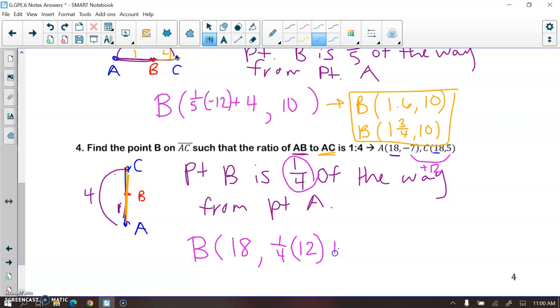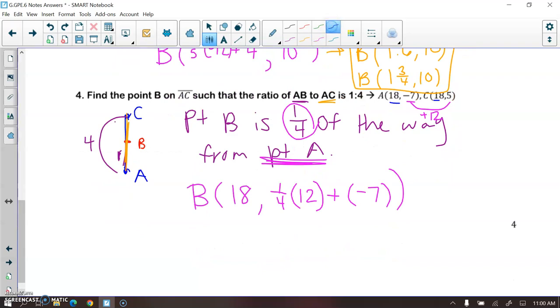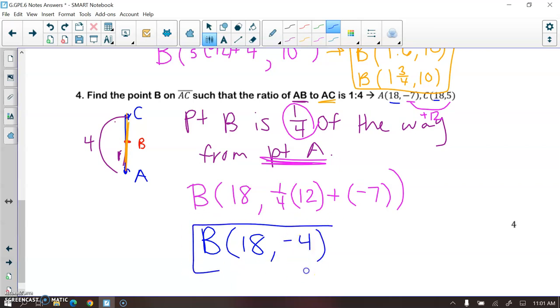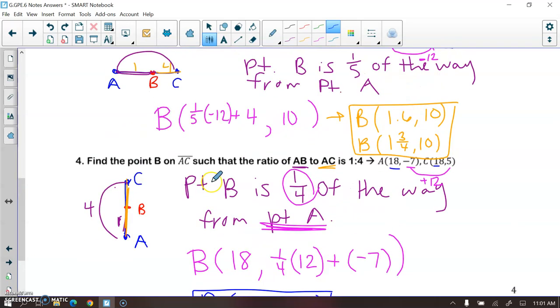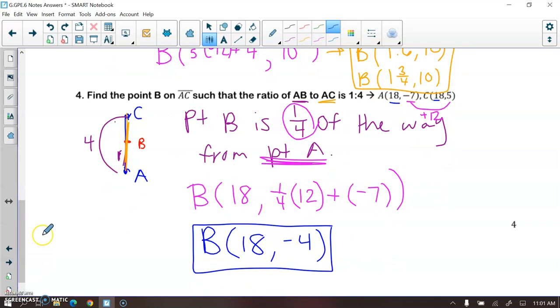And then we're going to add that to our y value of point A, since point B is 1/4 of the way from point A. So B would be at 18, and then a 12 times a 1/4 is a 3, plus a -7 is a -4. And that brings us to the end of this lesson.